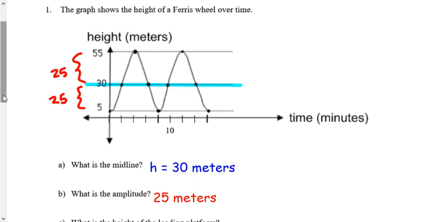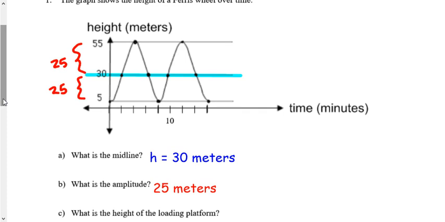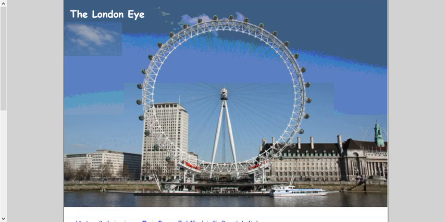All right, the next question asks, what is the height of the loading platform? For this, let's go ahead and take a look at a Ferris wheel. This is the London Eye, which is a famous Ferris wheel in London. And the loading platform refers to where you board the Ferris wheel, which for this would be down here. Now, oftentimes when you get on the Ferris wheel, you're not at ground level, you walk up some steps or something to get to the base. So that would be the height of the loading platform.